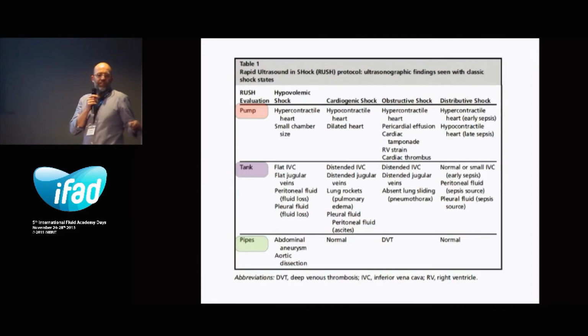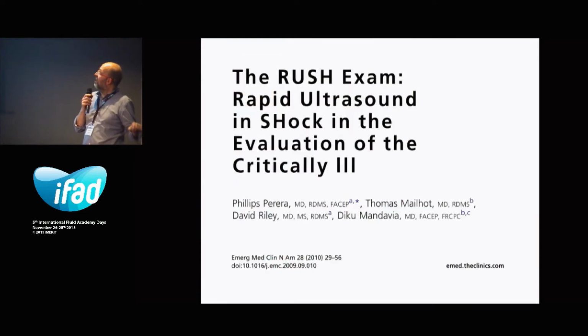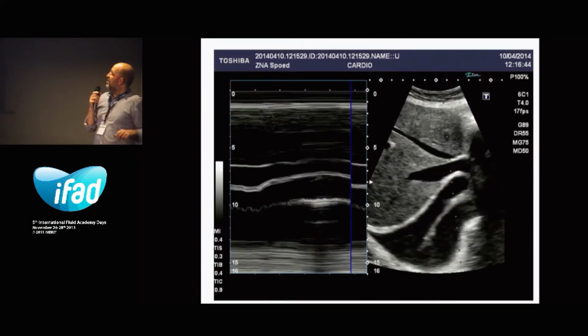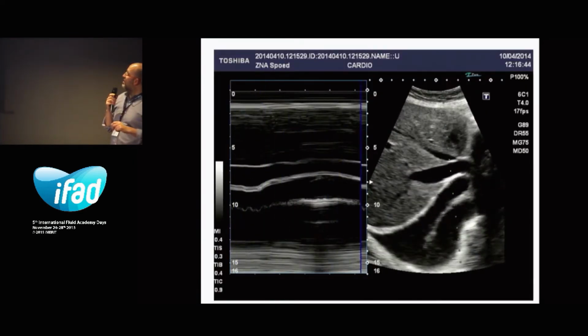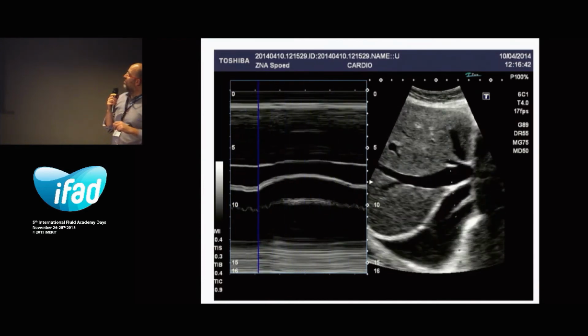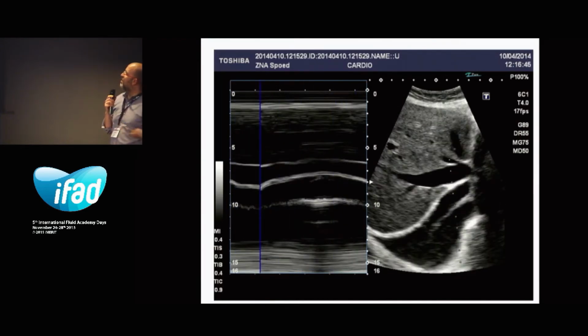Shock. This is a typical problem in the intensive care and emergency. I already talked about this this morning. It's about pump, tanks, and pipes. I advise you to read the RUSH article. It's a very good, extensive article, and if you read it, it makes much sense how to use the ultrasound afterwards. This is an example of the IVC measurement, 2 centimeters from the right heart.